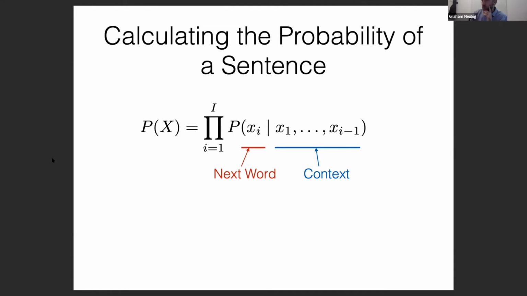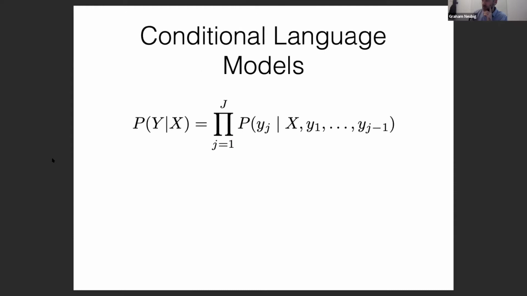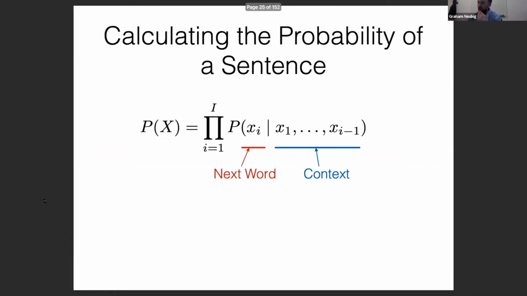So then conditional language models, basically what they do is they condition on some added context and they calculate the probability of Y given X. And then they do the same thing where you condition on X and all of the previous generated words. I talked about calculating the probability of words in a sentence, and in most cases, we're taking the previous context, calculating the probability of the next word given the previous context.